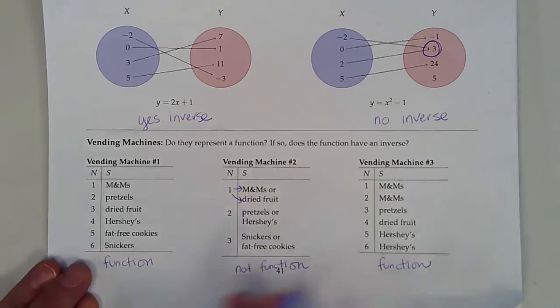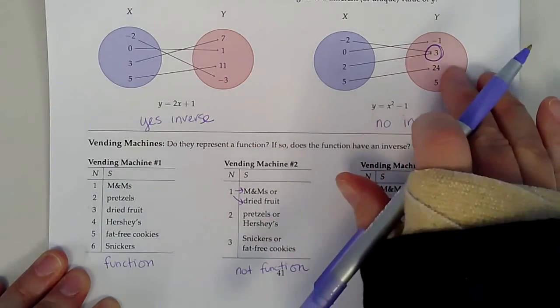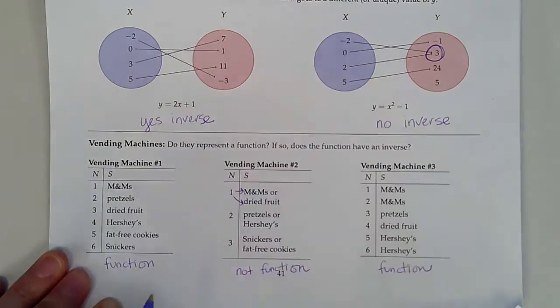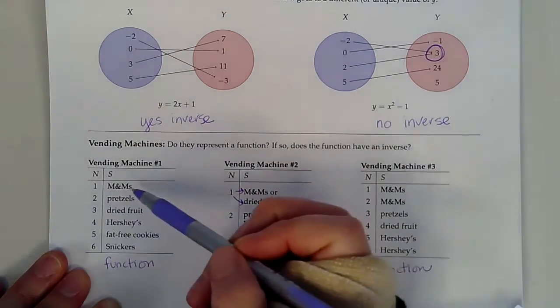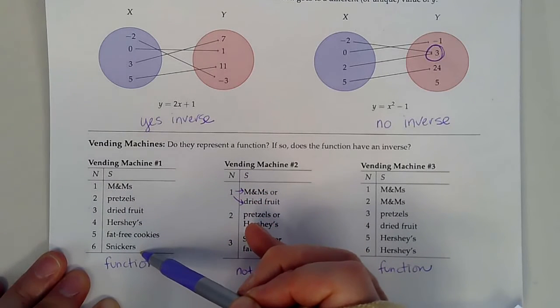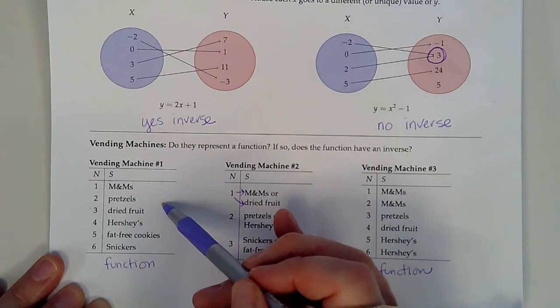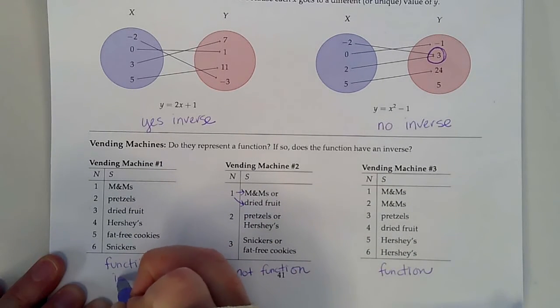All right, so vending machine 1. So remember our definition here is that everything in the range had to come from a unique x value. So there's no doubling up. When we go through vending machine 1, we see that there's no doubling up of any of these here. Okay, so each of these things in the range is unique. So this one has an inverse.